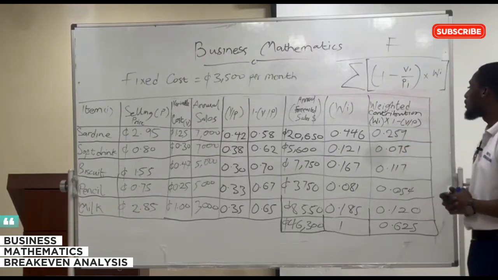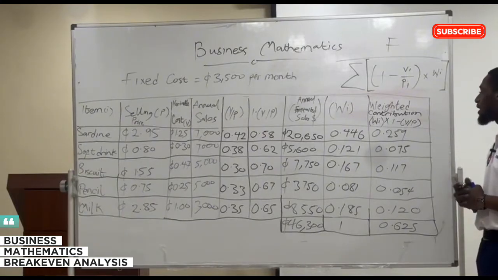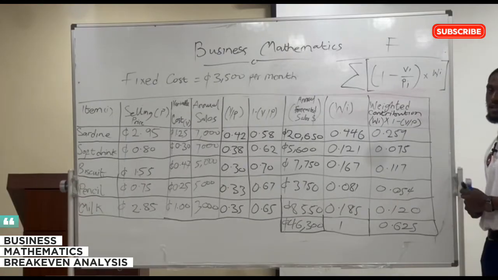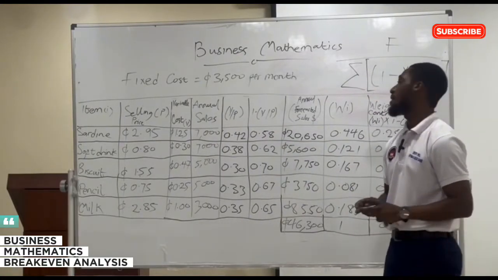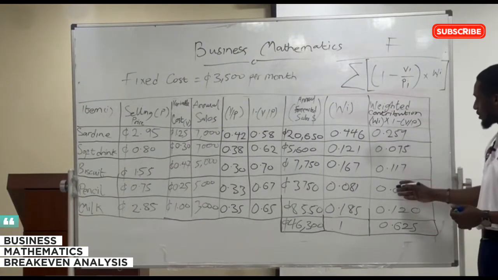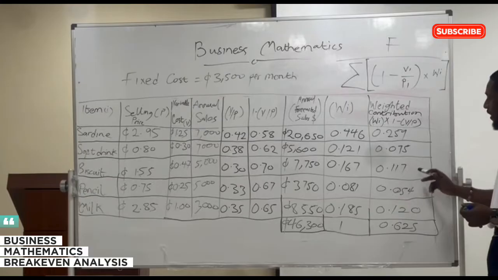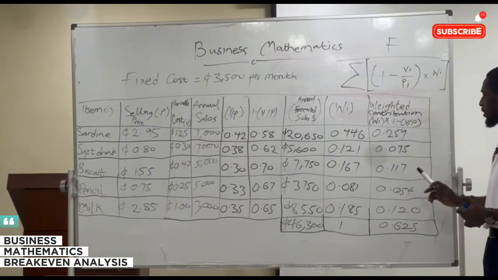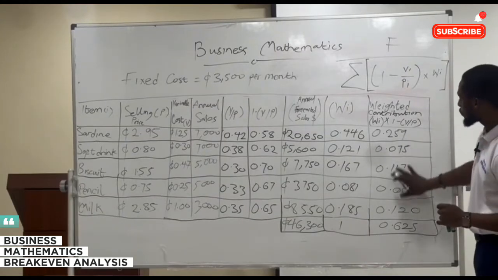So we moved on to the weighted contribution, and now we were told that before you can go ahead to get your weighted contribution, you have to take each WI here, and you multiply it by each 1 minus bracket V divided by P. And that was what we did here to get our weighted contribution. So the figures are 0.259, 0.075, 0.117, 0.054, 0.120. Yes, so that was what we had.